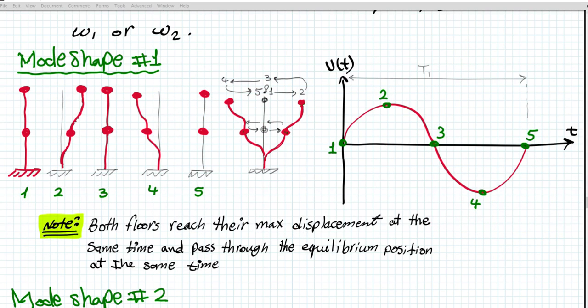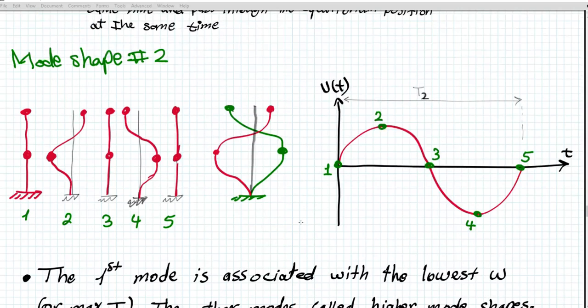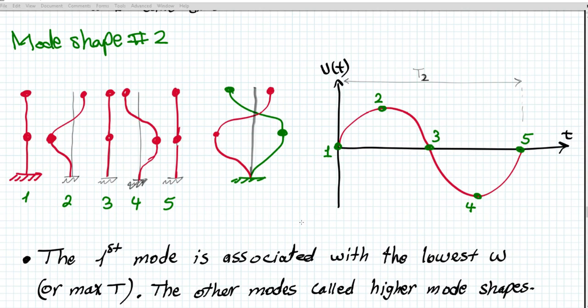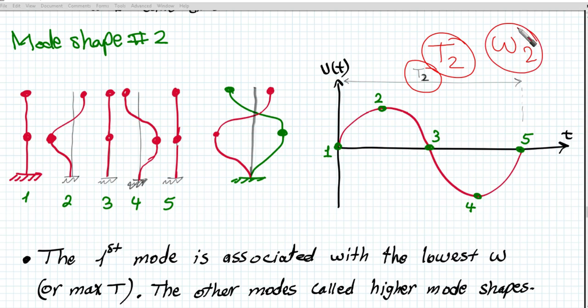Okay. Now let's go to mode shape number 2. So what will happen here? Again, t versus u of t, and we have points 1, 2, 3, 4, 5. The complete cycle takes time T2, which is related to the natural frequency omega 2. And these are the points 1, 2, 3, 4, and 5, right? It is similar to what we have explained before. In 1, there is nothing. This is the equilibrium position. This is 0.